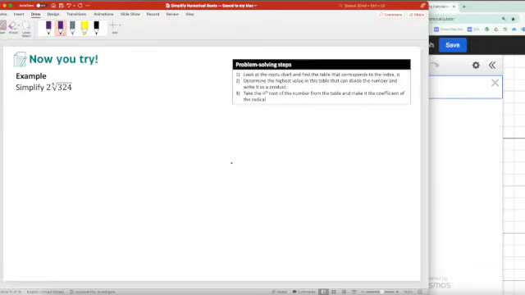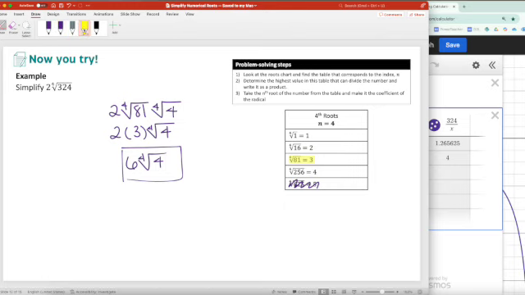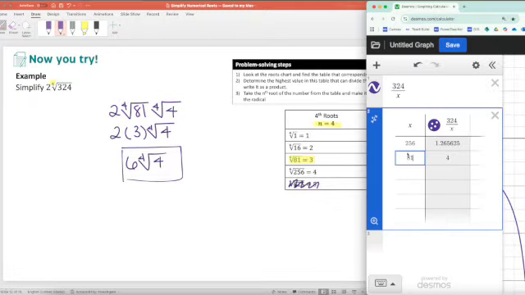So now you can go ahead and pause the video and try doing this example on your own. So I started doing this problem by looking at the index, which is 4, and then going to the part of the chart where n equals 4. So what I did is I crossed out the values that were greater than 324, and I typed them into Desmos. So you can see here 256 doesn't evenly divide 324, but 81 does.